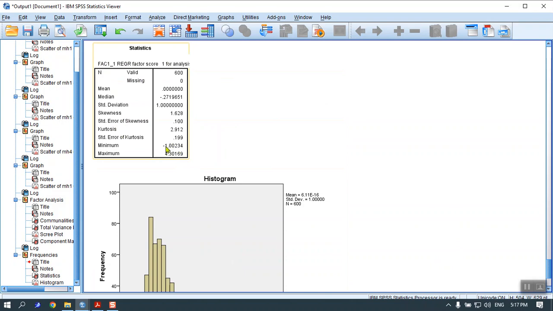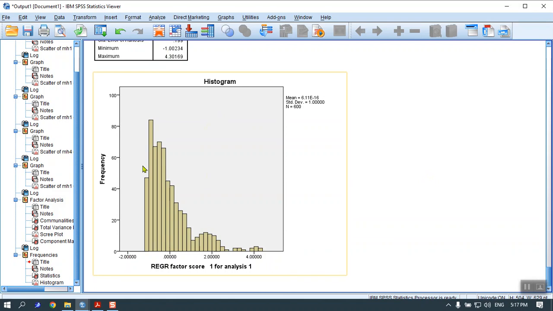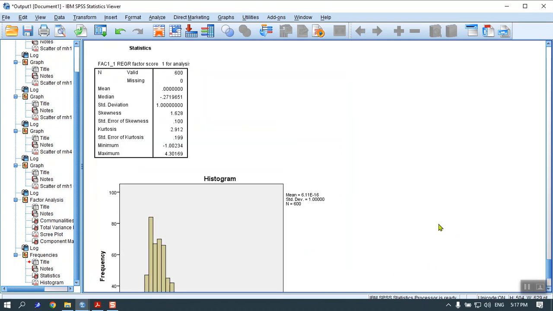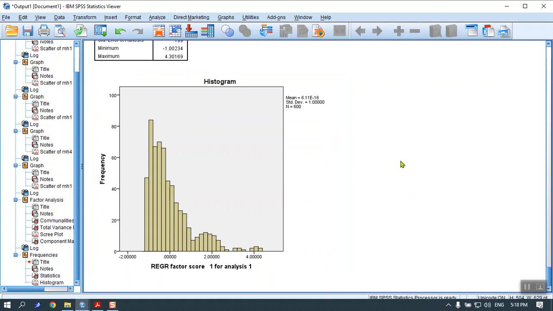Curiously, because of its skewness, the lowest possible score realized in the data is about minus 1 standard deviation. It's a way of saying, look at the shape of this distribution. The skewness is 1.628. The way it's scaled is hard to make a lot of sense of. The kurtosis is 2.9. But the idea is you can take a look at this.